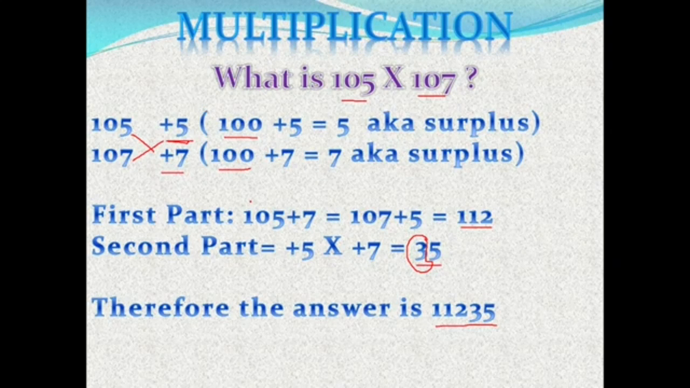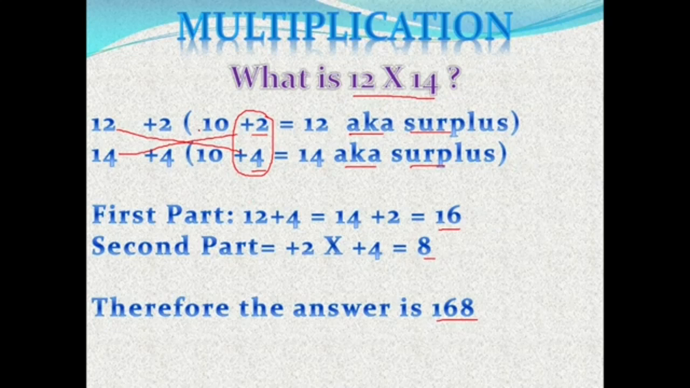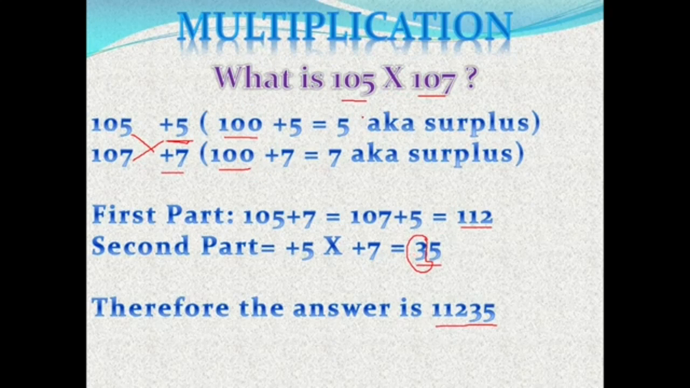Just watch the previous slide. There I had taken base 10, so the part I was adding there was only 1 digit, and whenever I got 2 digits, one was taken as carry. But in this problem, as I got the base value as 100, because 105 and 107 are near to 100, I have to take 2 digits, and as I got 2 digits here, there is no need to carry. Even if I get a single digit, I have to place a 0 here. So the answer is 11235.